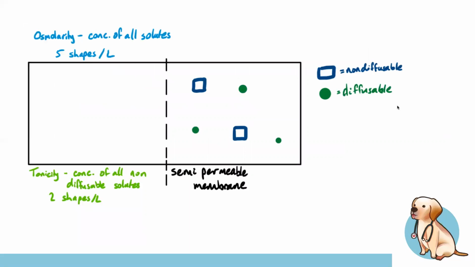So here's just a few diagrams to help make it clearer. So on the right side, there's 2 non-diffusible and 3 diffusible particles. So the osmolarity of the solution would be 5 shapes per liter, but the tonicity would only be 2 because the green substance is able to diffuse across the semi-permeable membrane.